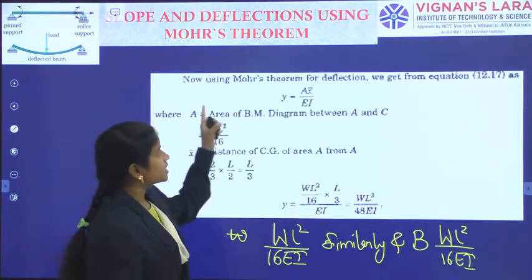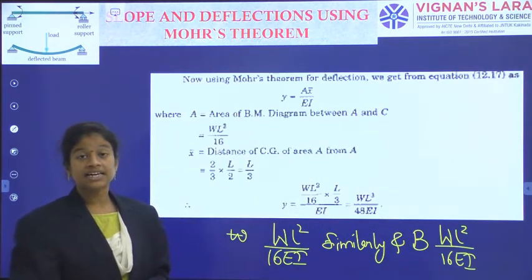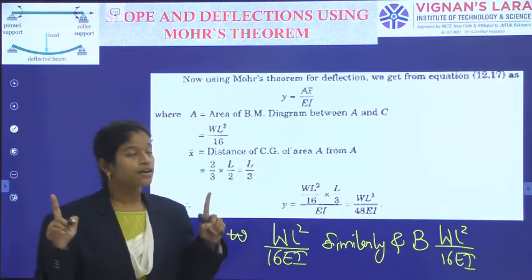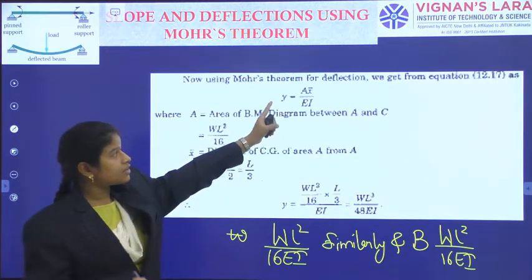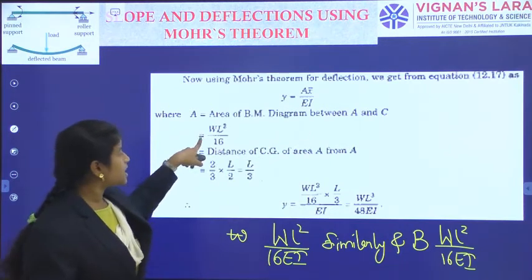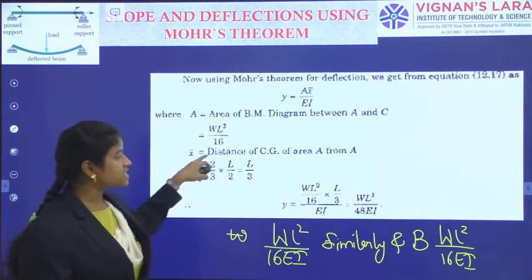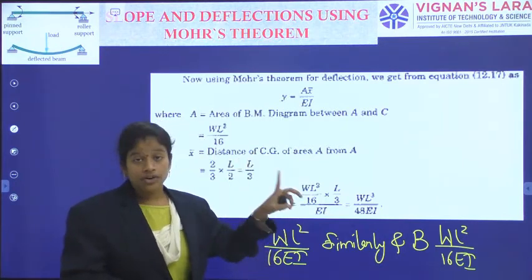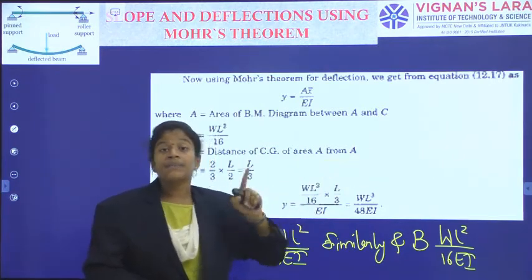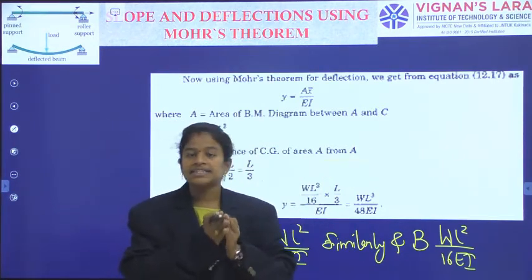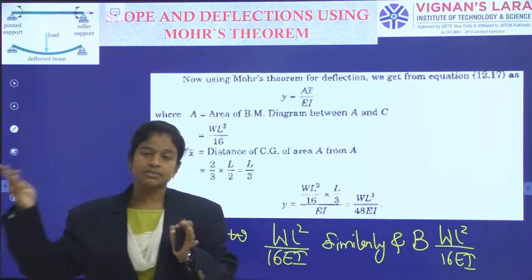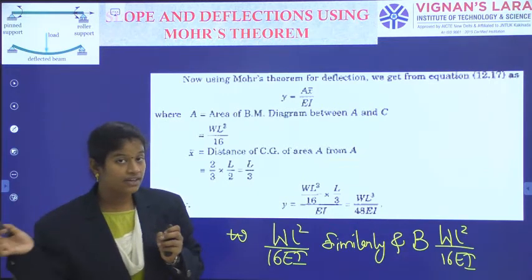Now the next thing is, using the Mohr's theorem, I am calculating the deflection at the center C. As at point A deflection is equal to 0, I am considering C. So Y_C is equal to A X bar by EI, where A is the area of the bending moment diagram between A and C, which is WL square by 16, and X bar is the distance of the center of gravity of the area of the bending moment diagram between A and C from A, from the last point. Here I am at point C, calculating the deflection, so from the last point I have to indicate the measurement.